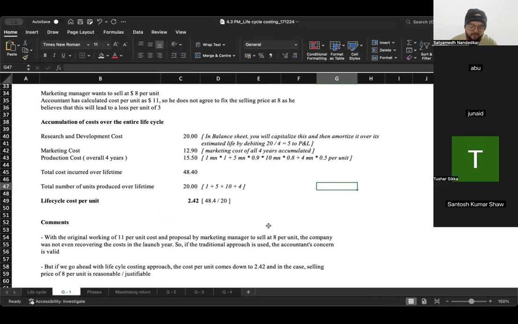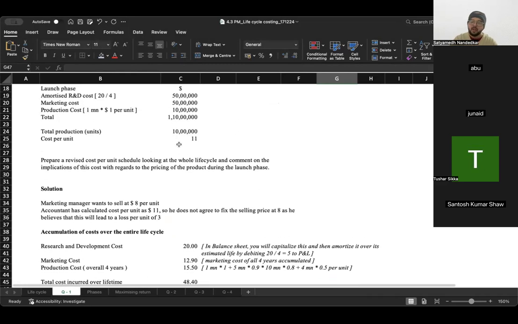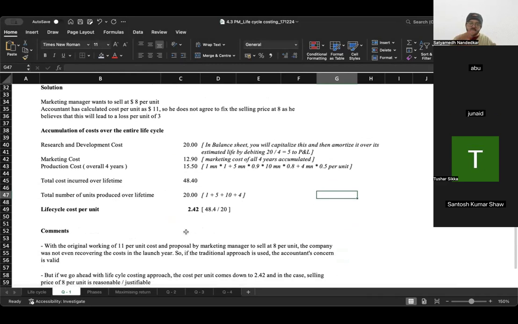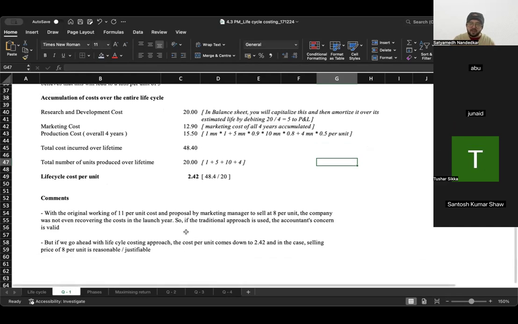Okay. So the original working was 11 per unit, because they had done it for the first year. Now 2.42 is over the entire life cycle of the product. So if the traditional approach is used, the accountant's concern is valid. But if we go ahead with the life cycle costing approach, then the life cycle cost per unit comes to 2.42. So selling at 8 makes sense, which wouldn't make sense if we were using the traditional approach.